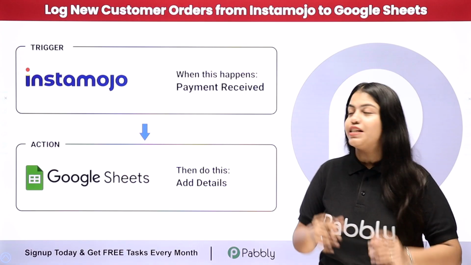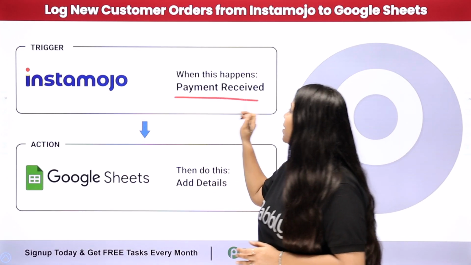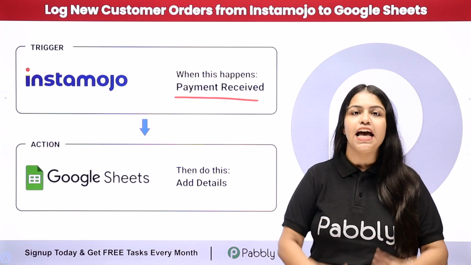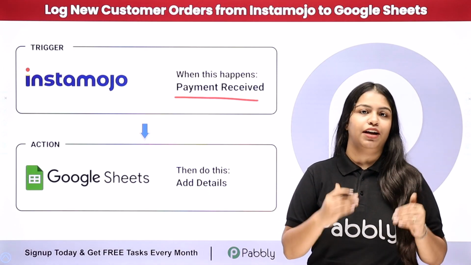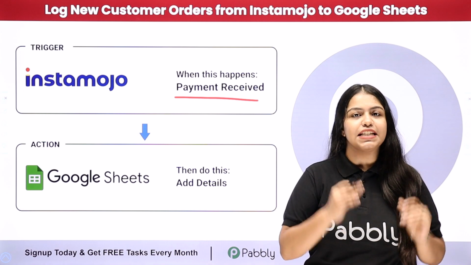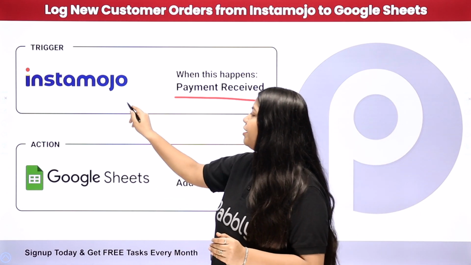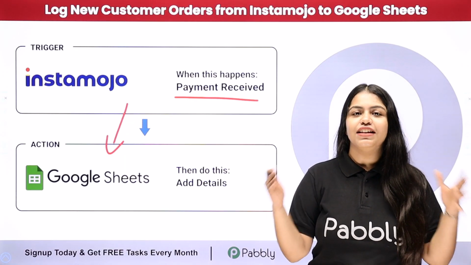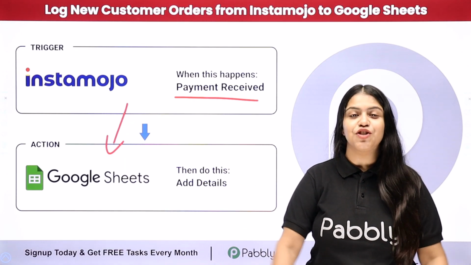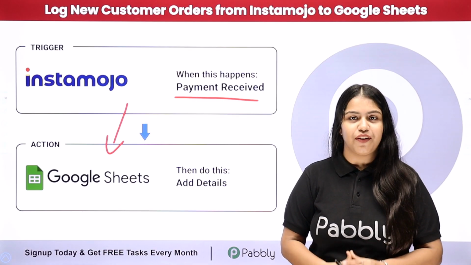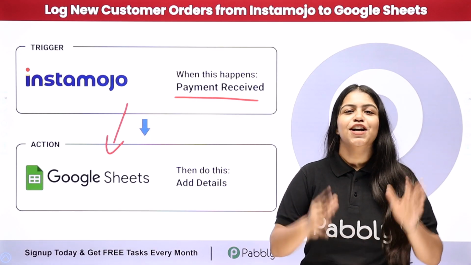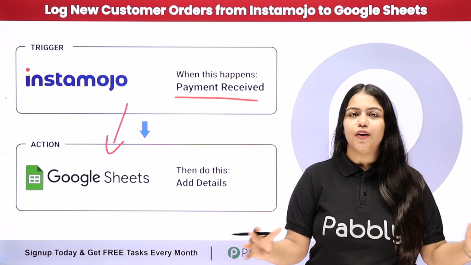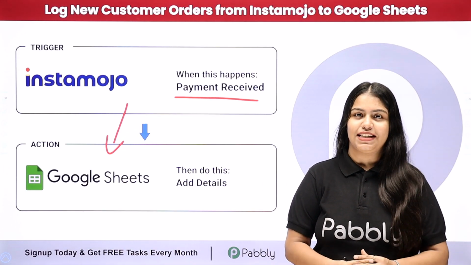Now what I want is that as soon as a new payment is received via Instamojo, I want to add the order details received via Instamojo in my Google Sheets. To do this, we are simply going to create a connection between Instamojo and Google Sheets, without knowing any programming or coding language, using an amazing automation software which is Pabbly Connect. So if you also want to create this amazing automation for your own business, then come with me towards my screen.